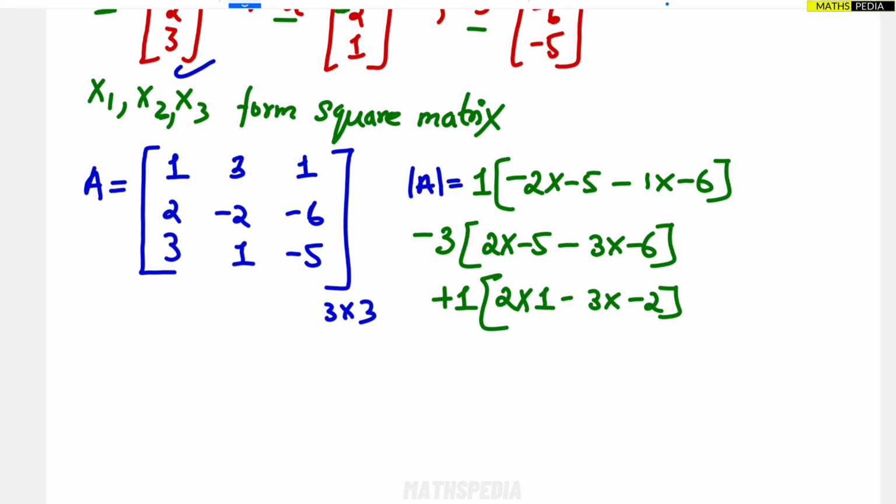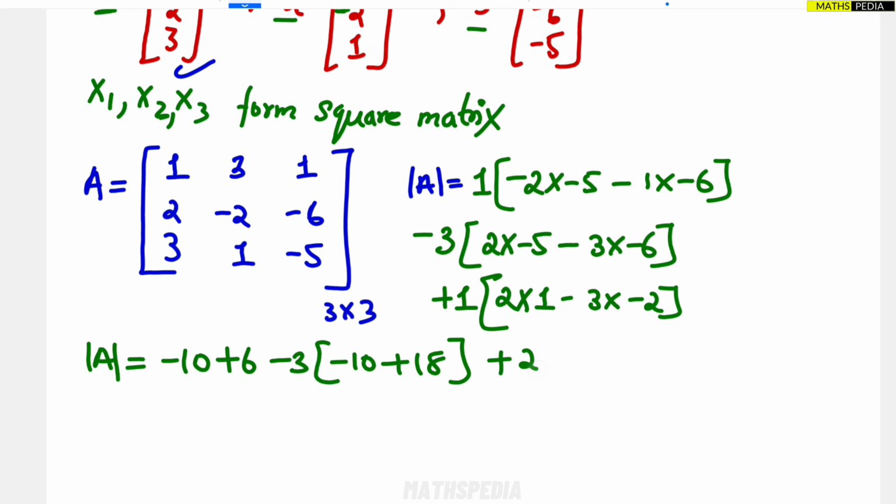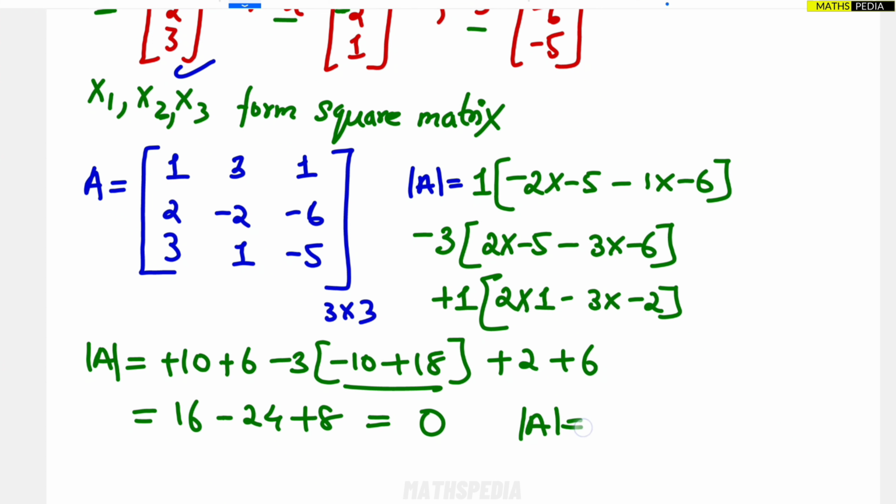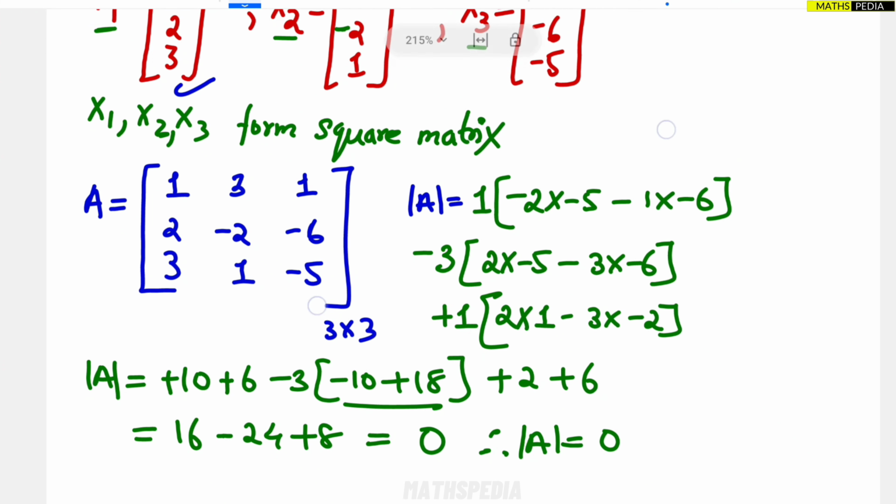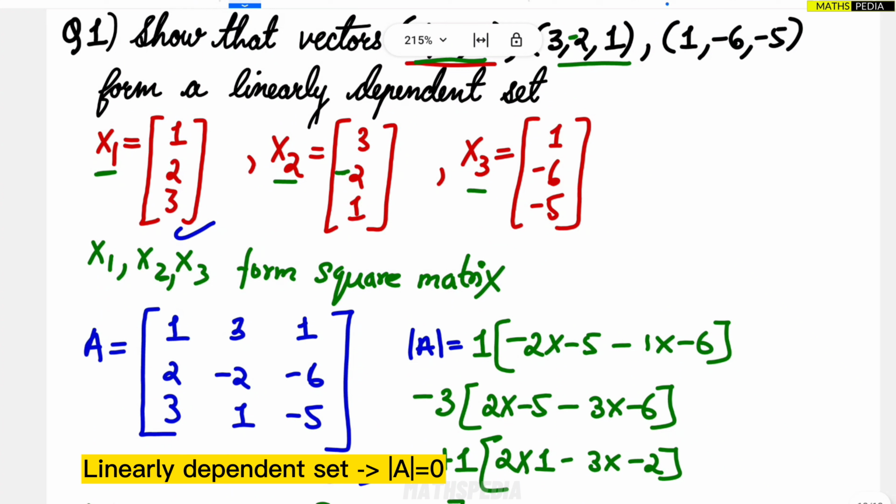Now we have to solve this determinant A. Determinant A is equal to 1 into (10 plus 6), minus 3 into (minus 10 plus 18), plus 1 into (2 plus 6). So it will be 16 minus 3 times 8, which is 24, plus 8. How much will we get? 0. So the determinant A comes out as 0. What can we say? The given vectors form a linearly dependent set.